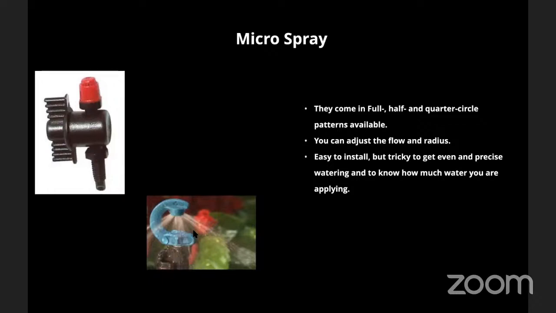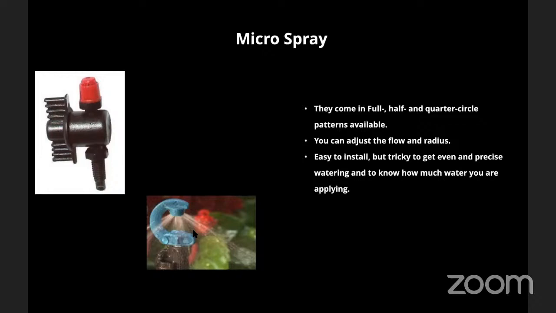And it does get a wetting pattern going that's a little bit different than drip, because it is like a micro spray sprinkler. You can get them in full circles, half circles, quarter circles, adjustable ones where you can adjust the flow and the radius. They are easy to install. However, it's very tricky with those to get even and precise watering, or to know how much water you are applying.